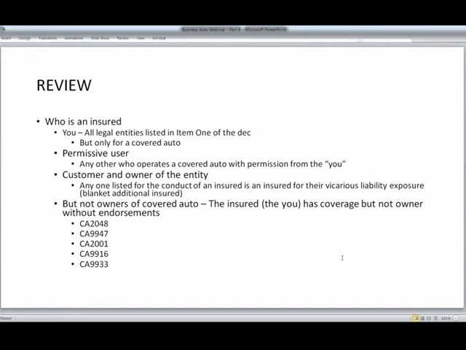All it does is clear up the question, is that customer and anyone, because anyone's already covered. That just mirrors the coverage already in the policy, basically to keep the customers of your insurance happy to see their name on an endorsement. CA 9947 is employee as lessor.